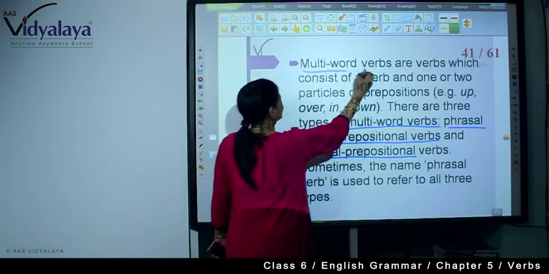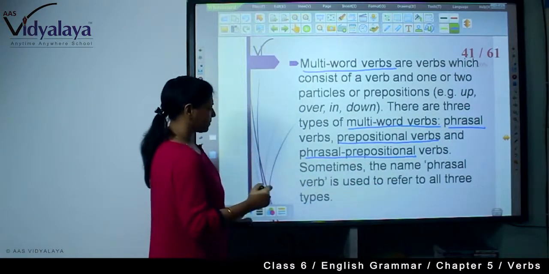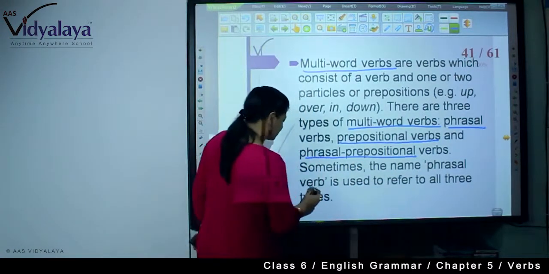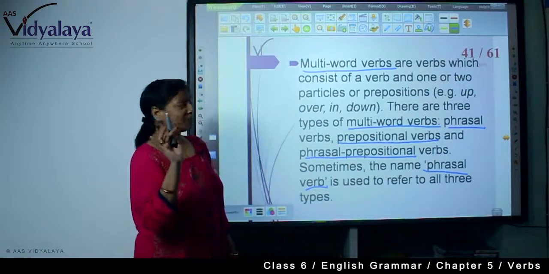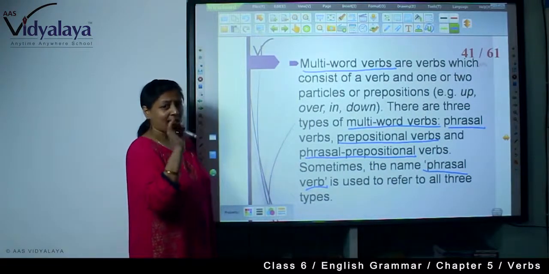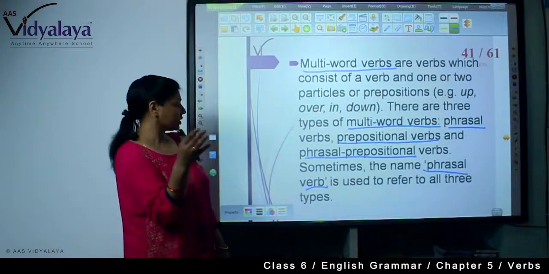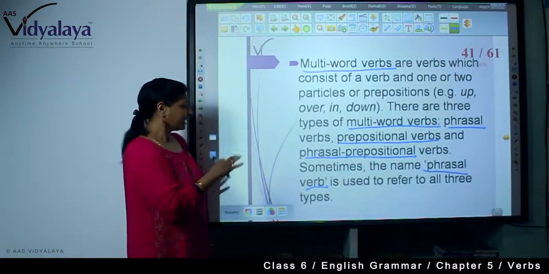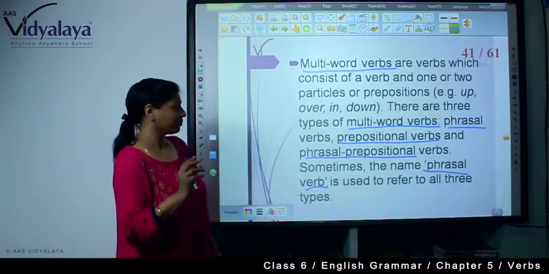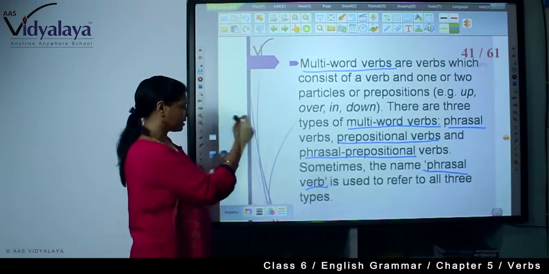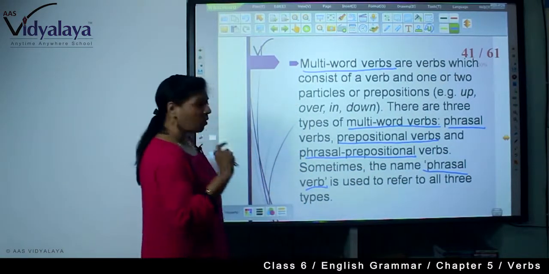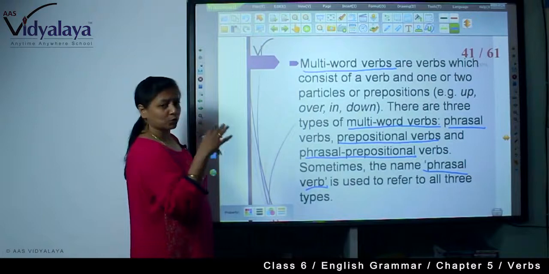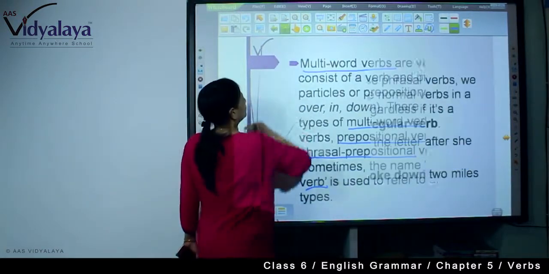So these multi-word verbs are of three types and they all are called phrasal verbs. Remember, phrasal verbs are multi-word verbs, and there are three types: phrasal, prepositional and phrasal prepositional. They all come under the name, the phrasal verb. See, the name phrasal verb we used to refer to all three types. So we will go through all three types.